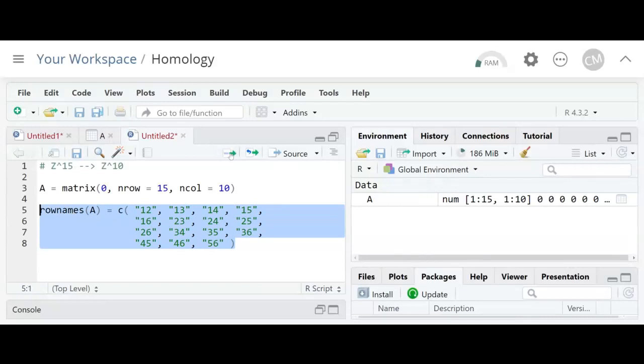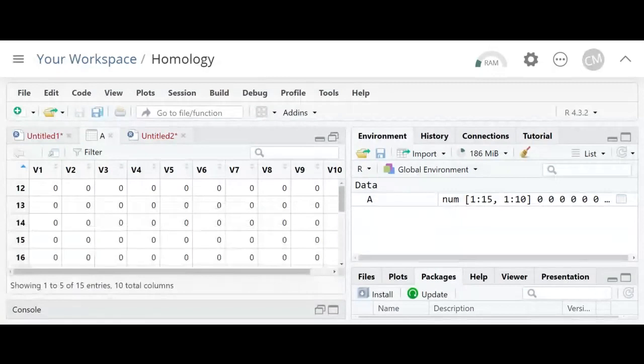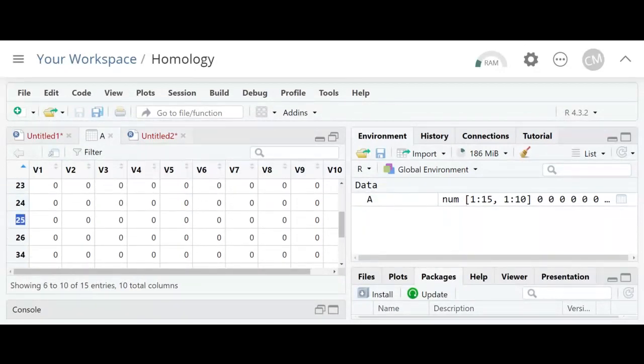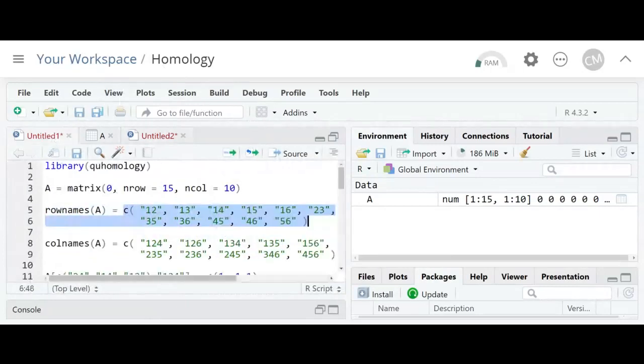So by doing that, if you now execute this command and you click back on your matrix, you've made your matrix look a little bit nicer, because now you can see that your rows are named after the oriented simplices that you have. So that's the way that you do this. So you've given your row names. And then you'll do something very similar with the column names.